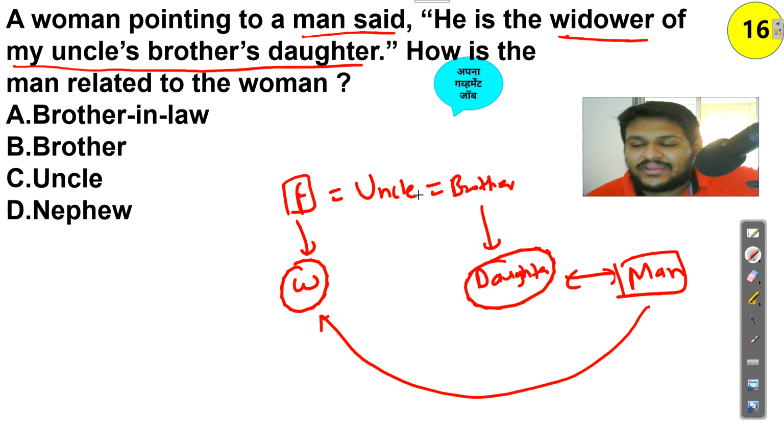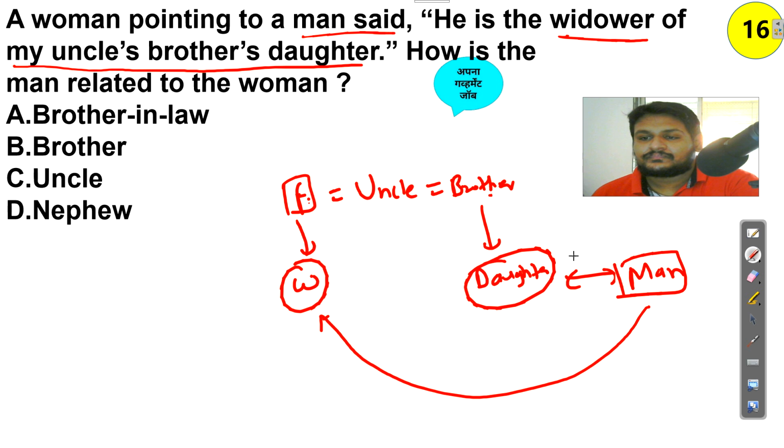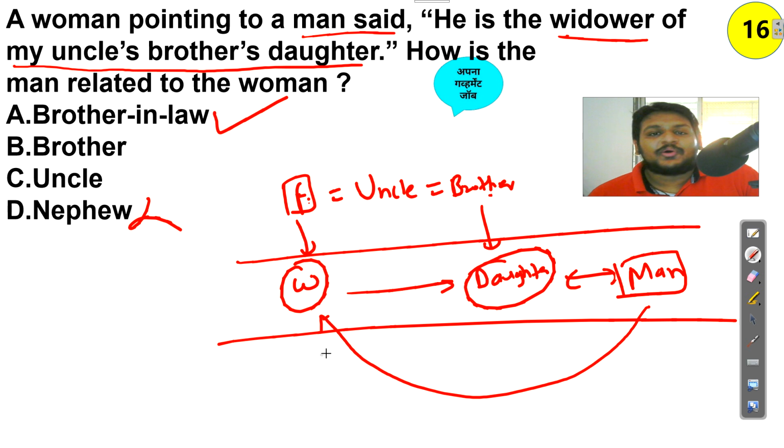Here the woman is here, her father is there, with brothers, and here it is married. So obviously it is the same generation. And what is the answer? Brother-in-law. Nephew is not the answer. Uncle is obviously not the answer, because uncle is here already. Brother may be possible, but the brother should be of the same father, and this is a different father, that is the daughter of the brother. So the only option we have is brother-in-law. Very easily we can solve the questions.